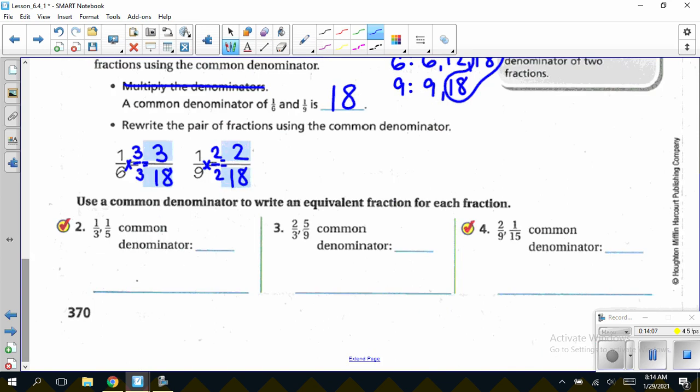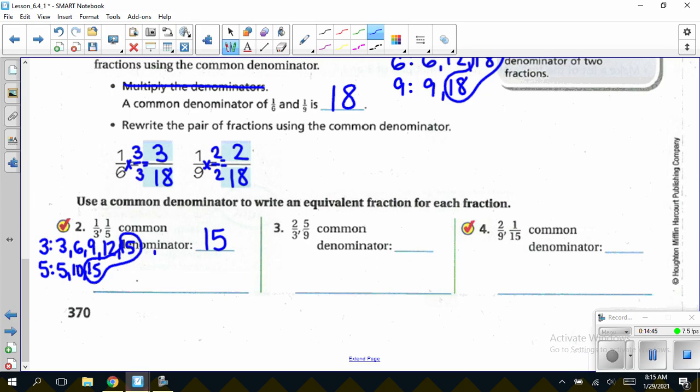For number 2, I have the denominators of 3 and 5. If I wanted to list my denominators, I have 3, 6, 9, 12, 15. And for 5, I have 5, 10, 15. I notice that I do want to make sure that I am using 15 as my common denominator. I could have gotten that least common denominator as well by just multiplying those two denominators together. Sometimes that does work out for us.